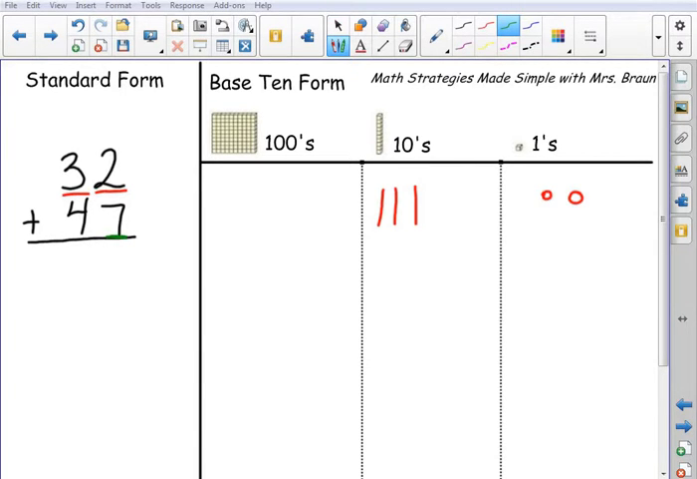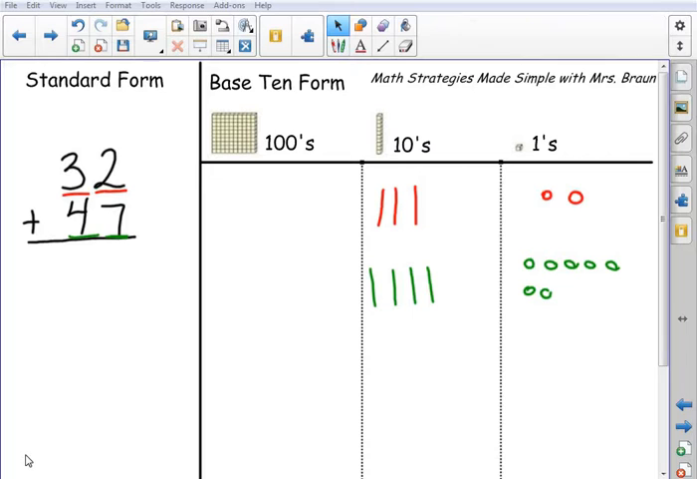Now let's look at 47. There's a 7 in the ones place, so I'm going to draw 7 ones. And then there's a 4 in the tens place, so I'm going to draw 4 tens. Again, there's no hundreds in this problem, and so I'm not going to draw anything in the hundreds place.